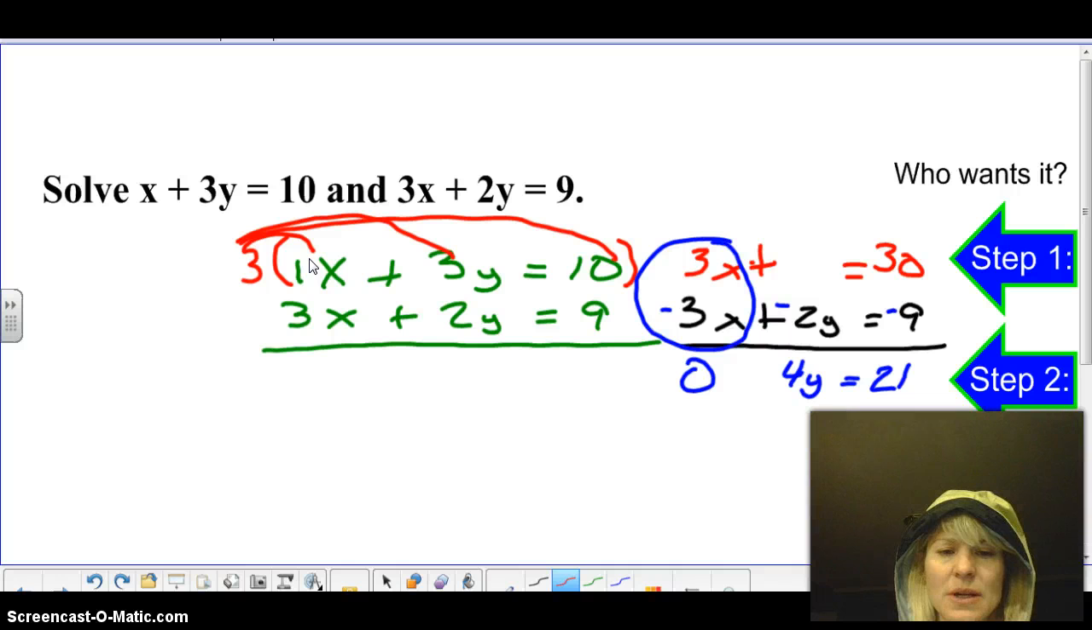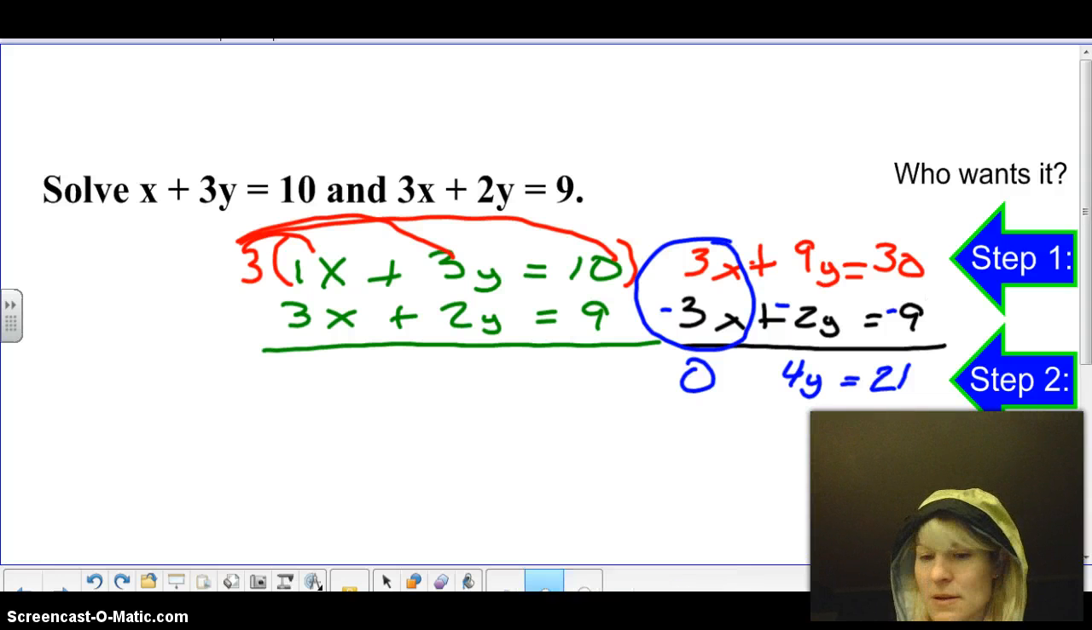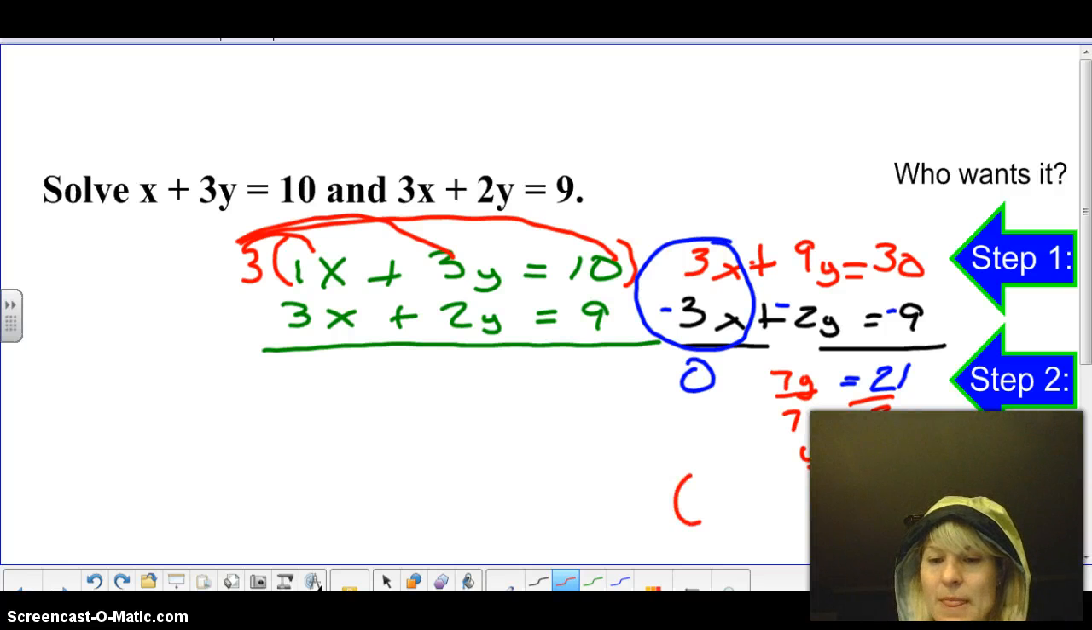So this would be 3 times 3, which would give me 9y, right? So this would actually give me 7y. I knew that because I thought this should end a little nicer than it was going. So then we just divide by 7, and we know y equals 3. So here we have 3.